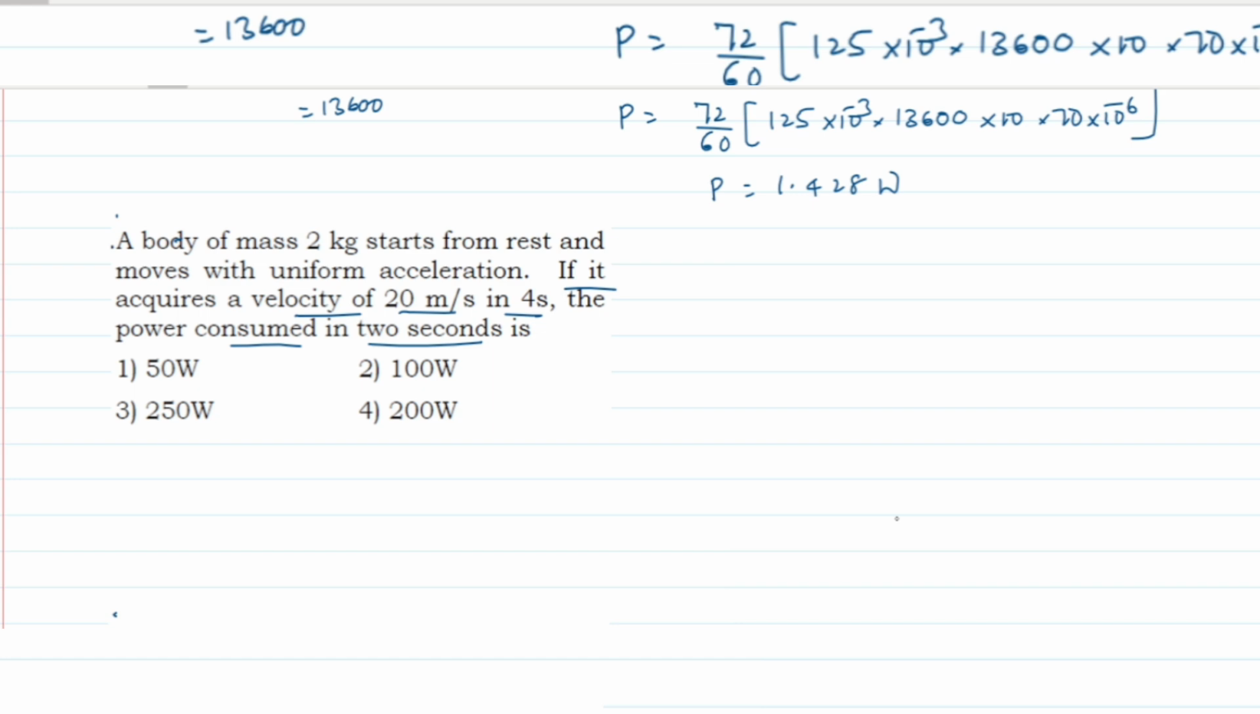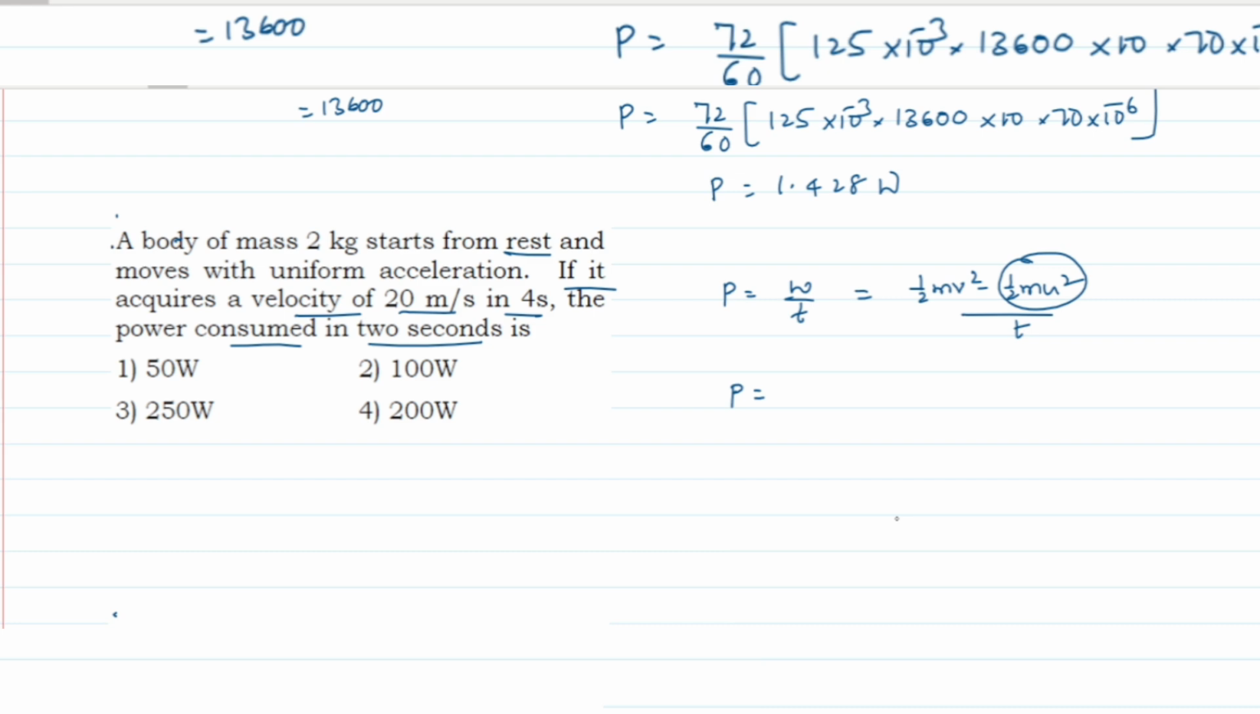Here power is work done by time, the rate of doing work. It accelerates from rest with a uniform acceleration. Work done is the change in kinetic energy according to the work energy theorem: half mv square minus half mu square, by time. Initially it starts from rest, so the initial kinetic energy is 0.